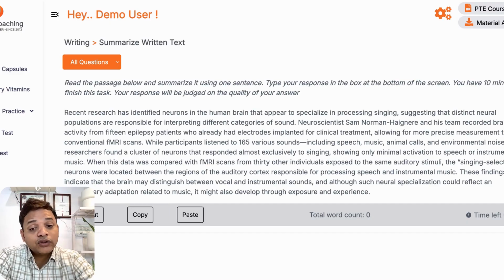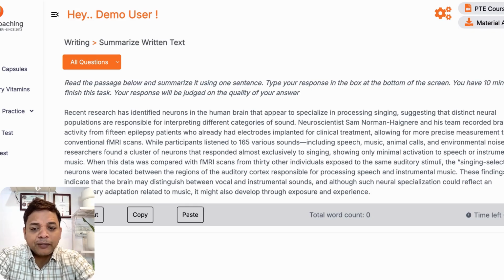Okay, it also proves the same thing, right? The topic only. What the topic says: identified neurons in the human brain that appear to specialize in processing singing. So the neurons have responded to singing exclusively. The same research was written here. The outcome of the research is written here. We can include this part: showing only minimal activation to speech or instrumental music.